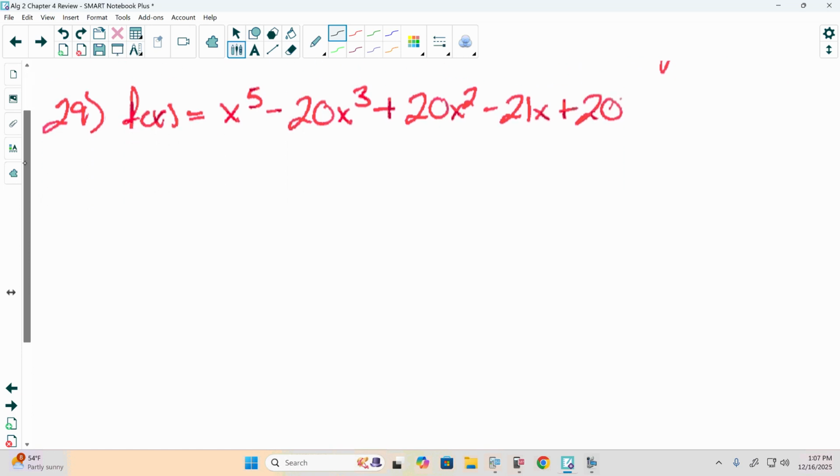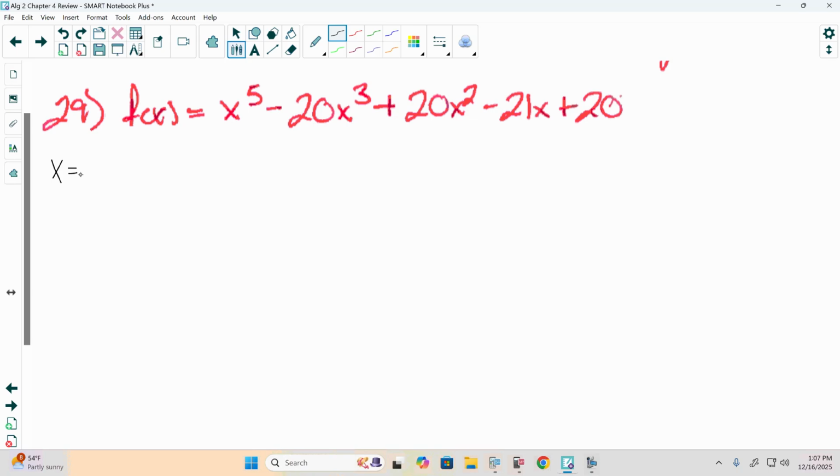Because if we look at 29, the degree is 5. So the number of solutions we should have for this is 5. When we finish this out, we'll have 5 solutions. Now we want to find n minus 2 solutions from graphing or by any method. Since the degree is 5, 5 minus 2 is 3.